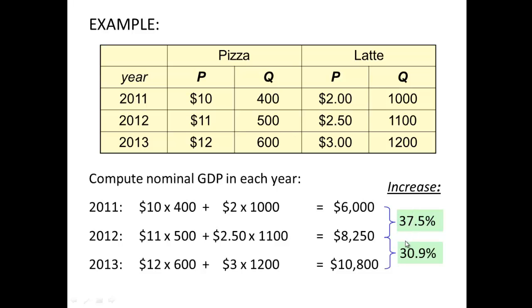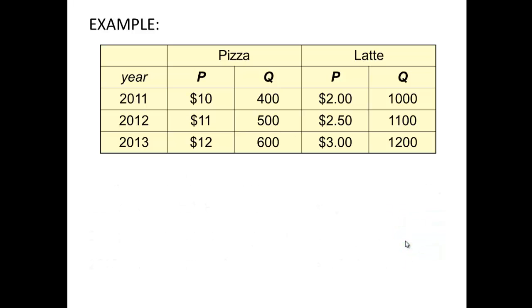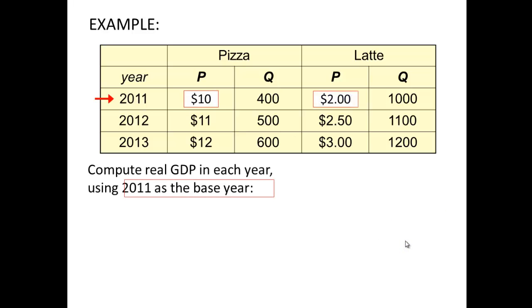And so we see that there is an increase, but we need to determine whether that increase is due to high prices or if it's due to quantity produced. So to find the real GDP, basically what we do is we take a base year. We pick one year and we say that's the base. In this example, we're going to make 2011 base year. Now, we could have made 2012 or 2013. It doesn't matter. You just have to pick a year and then hold prices constant.